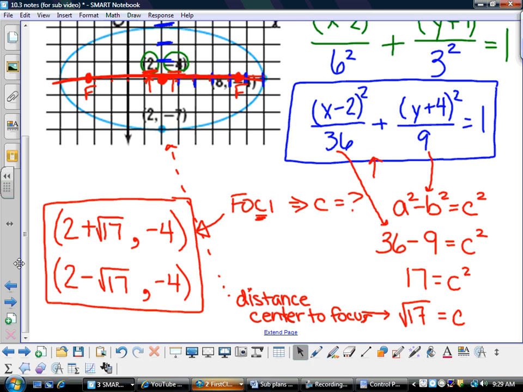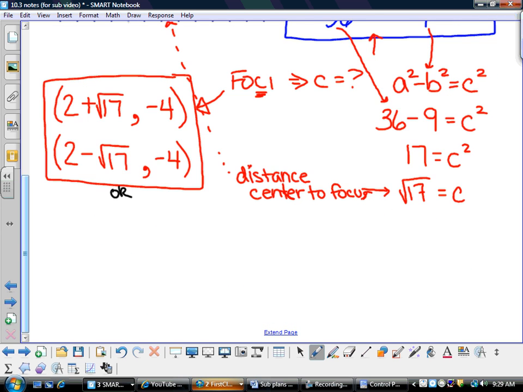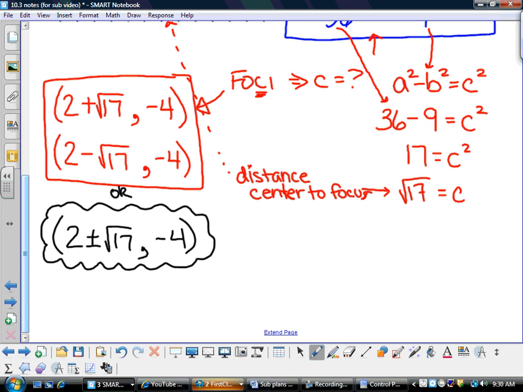For a shortcut, it is okay to write them as one ordered pair with a plus or minus. Now if it was a nice number, not the square root of 27, we would actually go ahead and add and get the coordinates and go ahead and subtract the square root of whatever to get the coordinates. But if it's not a nice number, usually we're just going to write our answer like this.